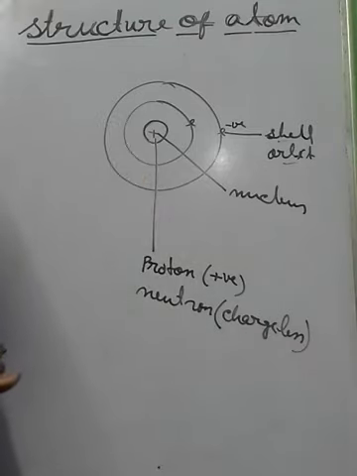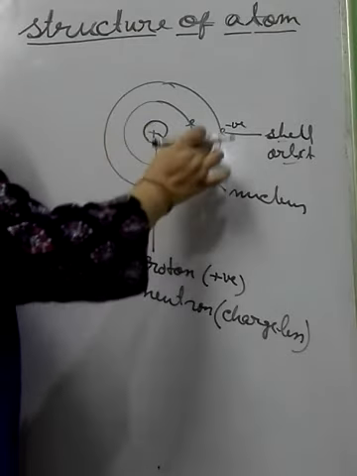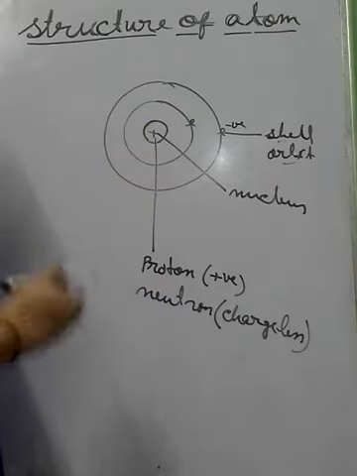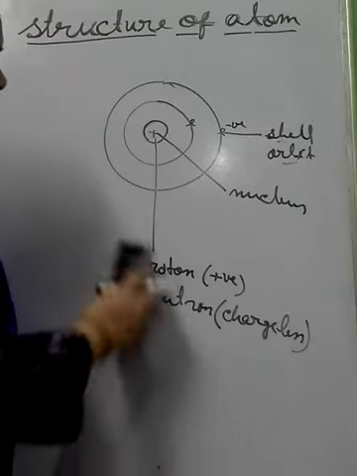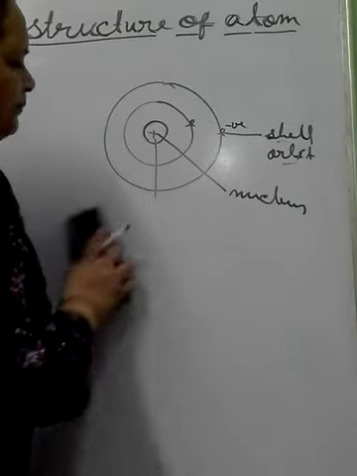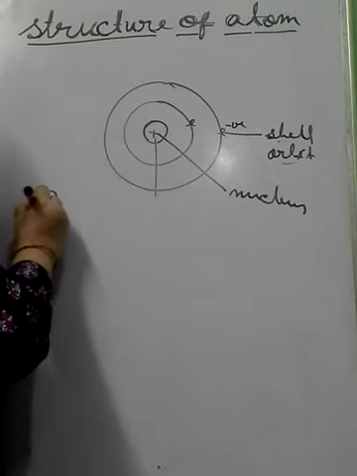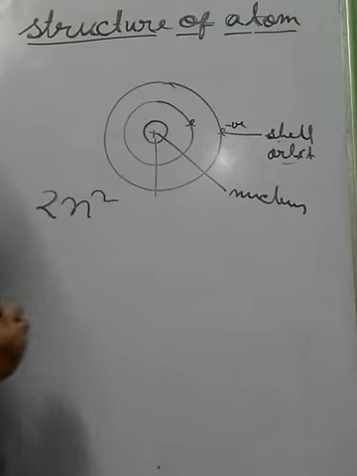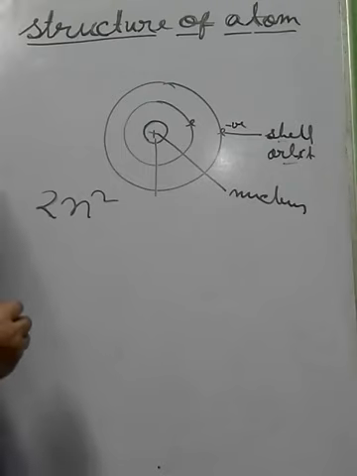Now the question is how these electrons will revolve in a particular orbit, or how many electrons are possible to give in a particular orbit. This concept was given by Bohr and Bury. According to them, 2n square is the formula. We apply this formula to identify the number of electrons in a particular shell or orbit.